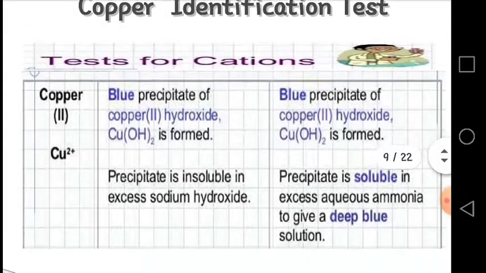Copper identification test. Copper forms the blue precipitate when it reacts with the sodium hydroxide solution, because the copper hydroxide is formed which has the color blue, and these precipitates are insoluble in excess of sodium hydroxide. Dear students, copper solution also forms blue precipitate when it reacts with the aqueous ammonia, and this precipitate is soluble in excess aqueous ammonia to give deep blue solution.